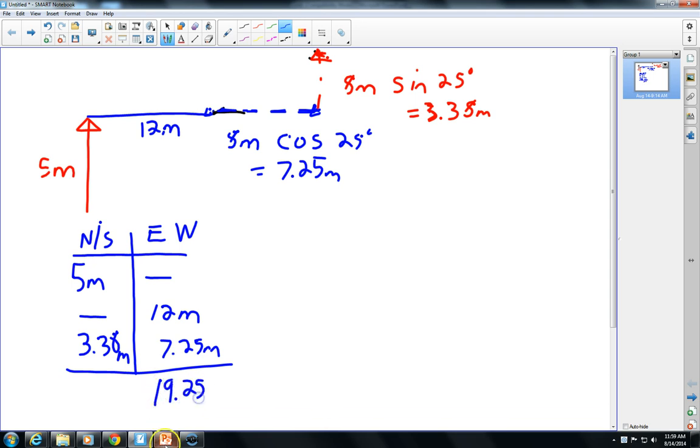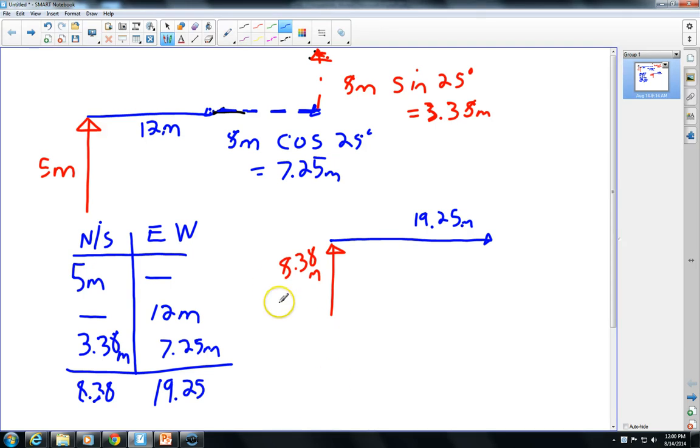19.25 in this direction and 8.38 in the north-south direction, which means now we can rewrite our whole vector as being 8.38 meters up and 19.25 meters east. Notice I didn't do them exactly the correct length, but they should be somewhat representative, okay? You wouldn't want the 8-meter long vector to be longer than the 19-meter long vector.